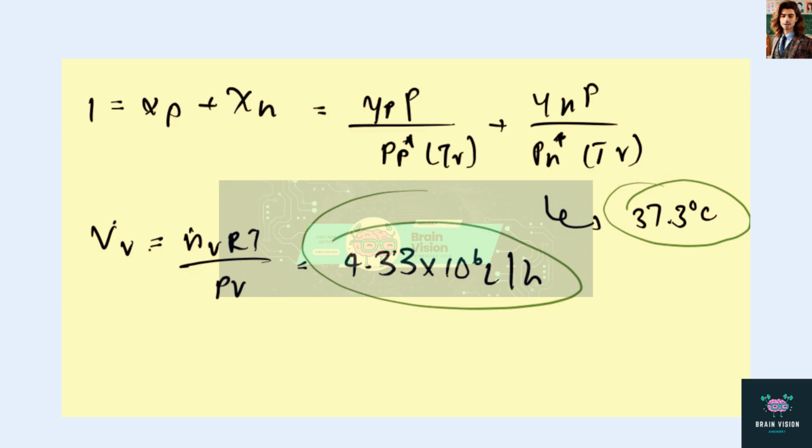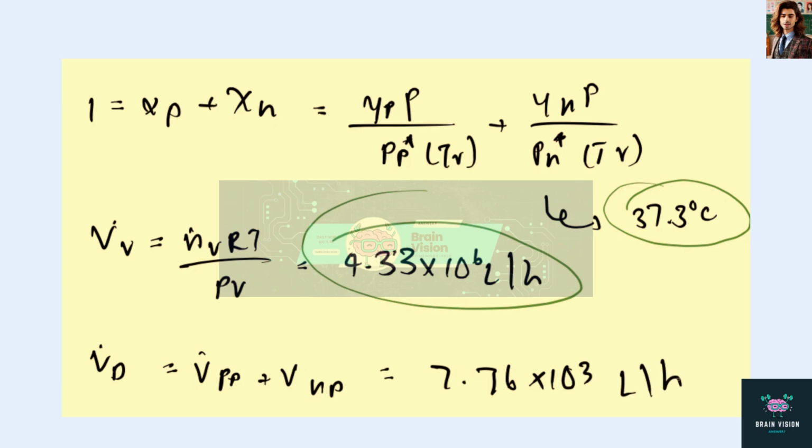Continuing on, we can calculate the volume feed rate of the distillate. We have B dot D is equal to VPD add VHD, which is equal to 7.76 times 10 to the 3 litres per hour.